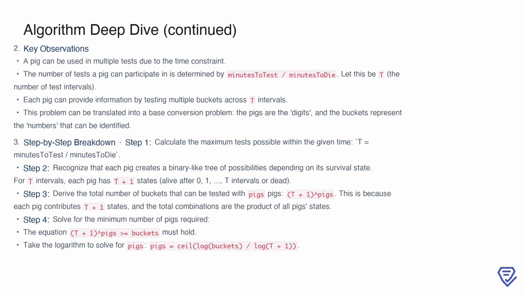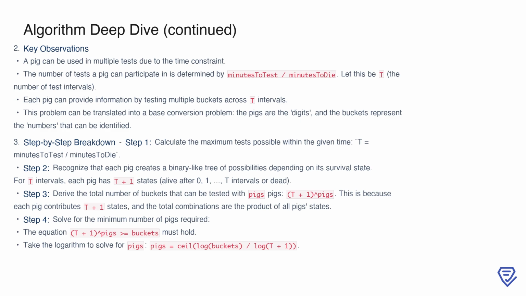To solve this problem, we first make some key observations. Each pig can participate in multiple tests because of the time intervals available. The number of these intervals is determined by dividing the total testing time by the time it takes for a pig to die: t = minutes_to_test / minutes_to_die. This means that each pig can provide information across multiple buckets over t intervals.